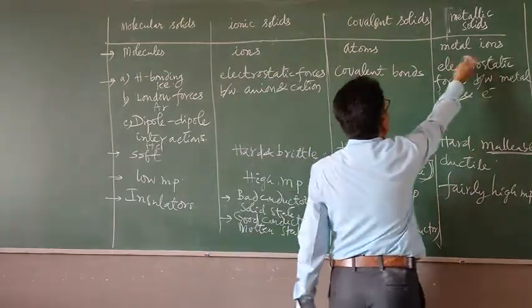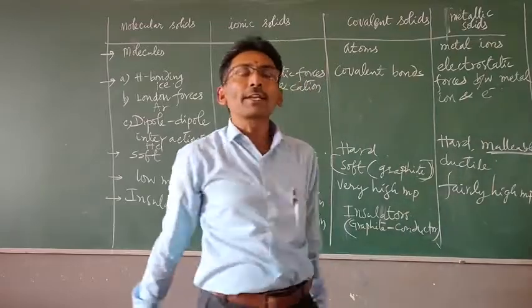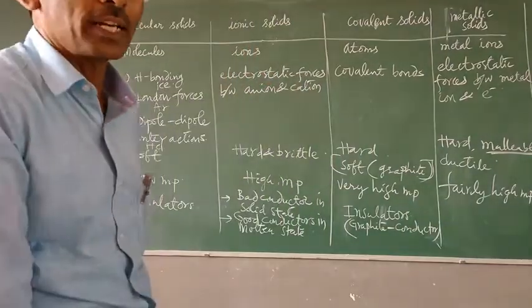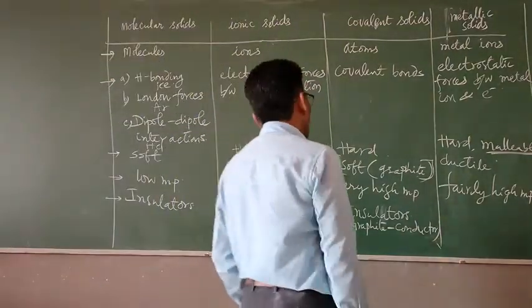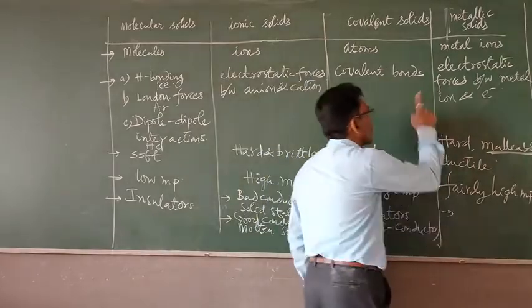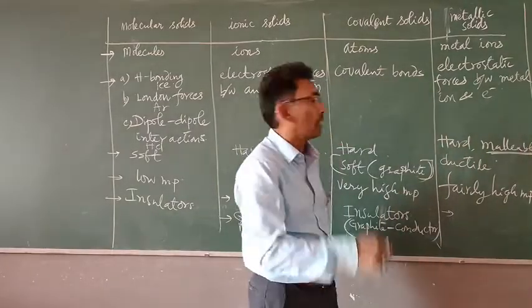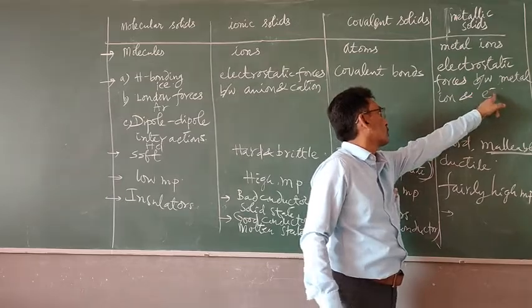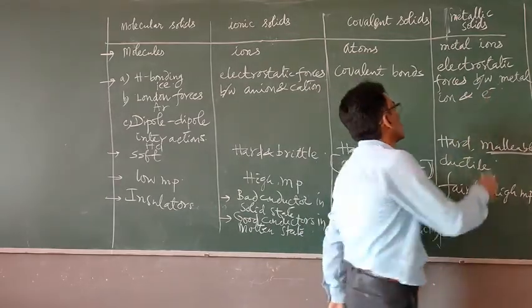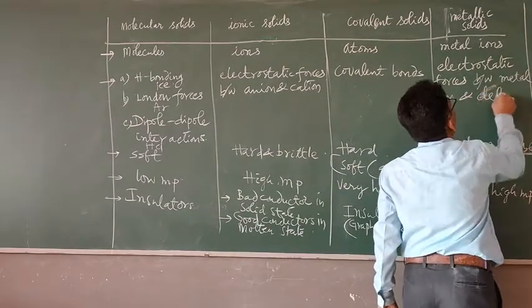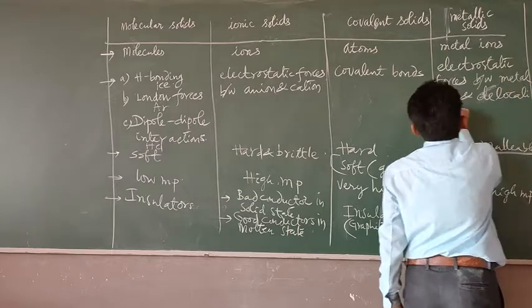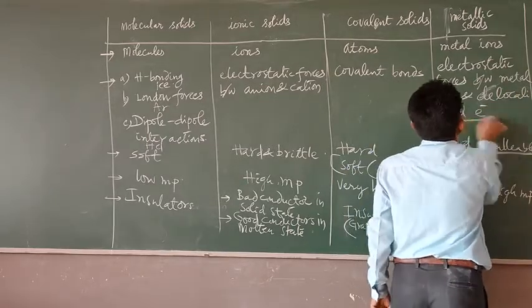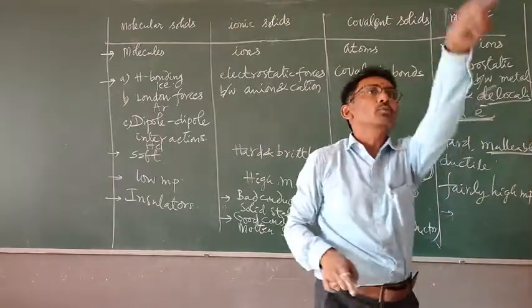Now come here. Metals are very good conductors of heat and electricity. You studied this in lower classes also. Therefore, these are good conductors in solid state. What is the reason? The reason is that mobile electrons, delocalized electrons, are present. This is very important: the electron is moving.